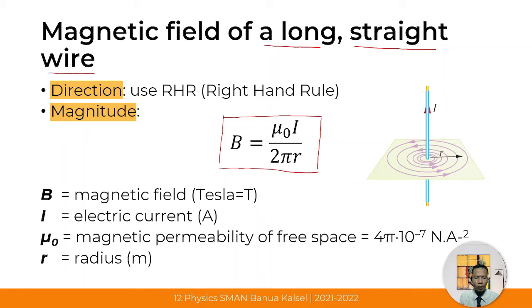So B is the magnetic field, we discussed about that one, the unit is in Tesla or T. I is the electric current, the unit is in ampere. And then R is the radius, the unit is meter. And mu 0, it is constant magnetic permeability of free space, which is 4 pi times 10 to the power of minus 7 Newton per ampere square. Take a note for this one, so we will continue for the example.